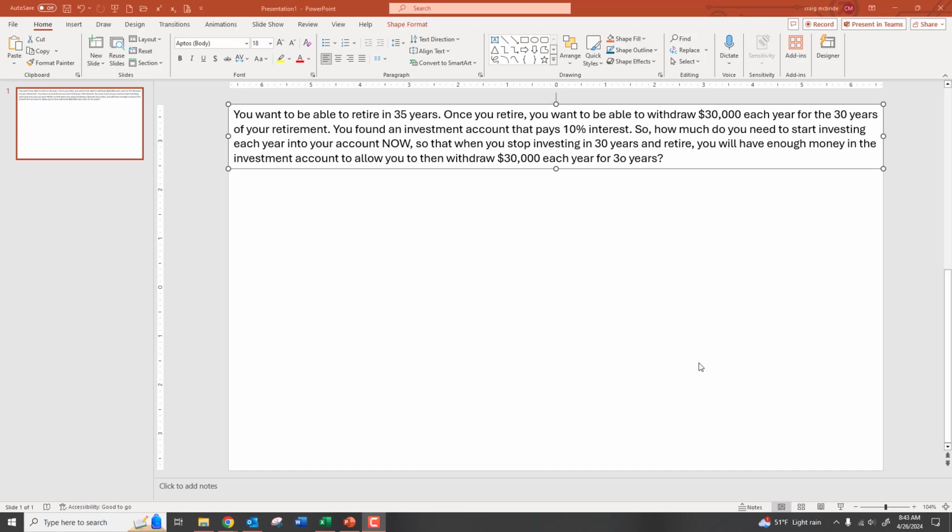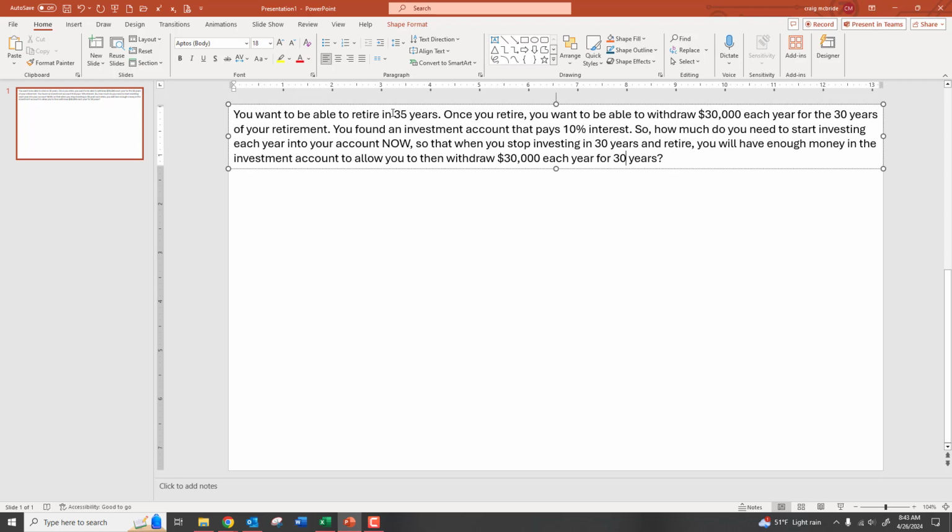Okay, let's discuss one of these two-part questions that seem to be giving a lot of people trouble. This is the typical scenario. It could be worded differently, but it basically says you want to be able to retire in a certain number of years. We're going to pick 35. And then once you retire, you want to be able to withdraw a certain amount of money each year for a certain amount of time. In this case, I chose you want to withdraw 30,000 each year for 30 years.